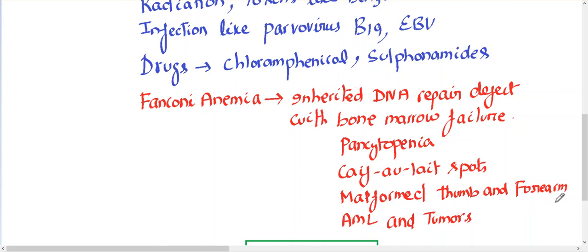Malformed thumb and forearm, and these Fanconi anemia patients are prone to acute myeloid leukemia and tumors. Okay, tumors like the head and neck and the gastrointestinal tumors.